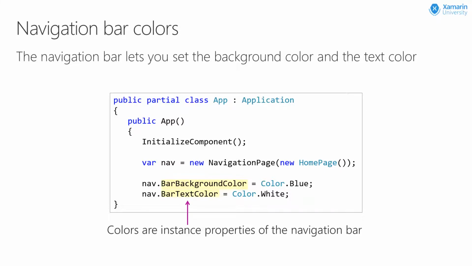This is done by assigning the bar background color and bar text color properties on the navigation page itself. Now this is typically set once for the entire application, and the color assignments will remain when navigating forwards and backwards. And so unlike the title, it's the navigation page itself that owns these properties.